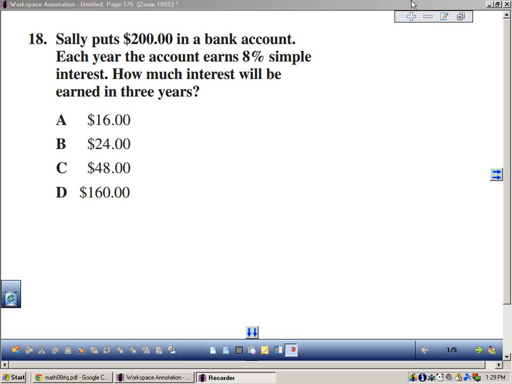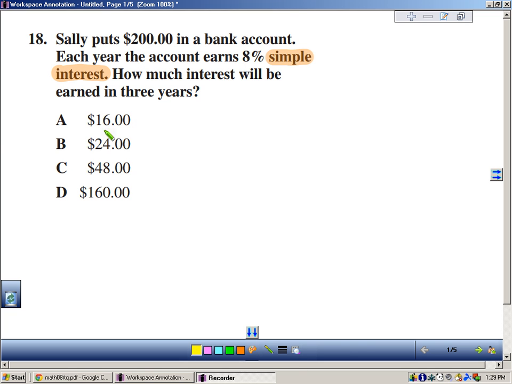Sally puts $200 in a bank account. Each year the account earns 8% simple interest. How much interest will be earned in 3 years? Now, a couple of key words here. When you read any question that involves simple interest, you are always going to find a percent of a given number. So how do you find the percent of a number?